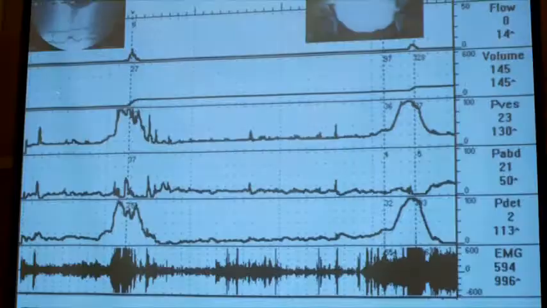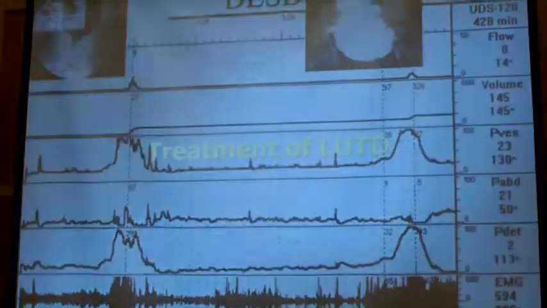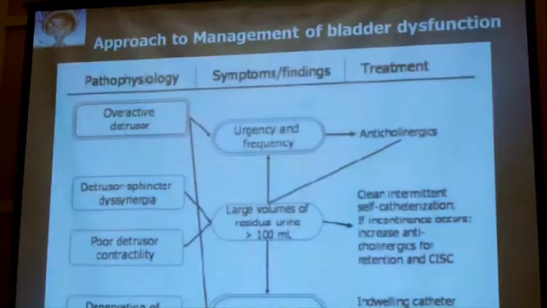And if it is not treated well, the bladder, which normally is very smooth, becomes so irregular and sacculated, and that is a very bad type of bladder in these patients. So you should not allow the patient to reach this stage. Then how do we treat?